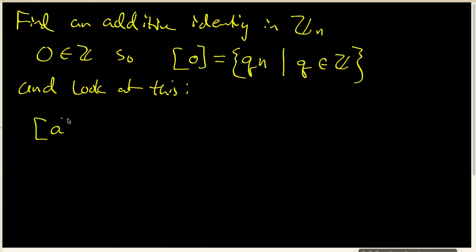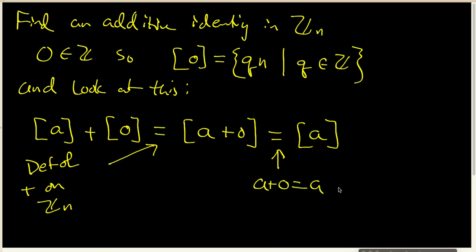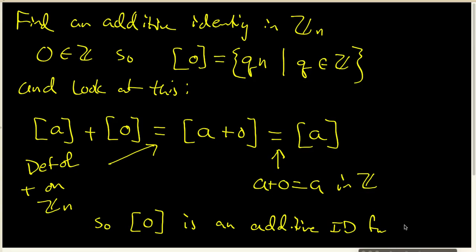If I take any equivalence class and I add the equivalence class containing 0, by our addition definition, this is the equivalence class containing a plus 0, but a plus 0 is simply a. And I want to justify these. This equal sign is by the definition of addition on the set of equivalence classes modulo n, and this particular equality is because a plus 0 is equal to a inside the set of integers. So the equivalence class containing 0 is an additive identity for Zn.